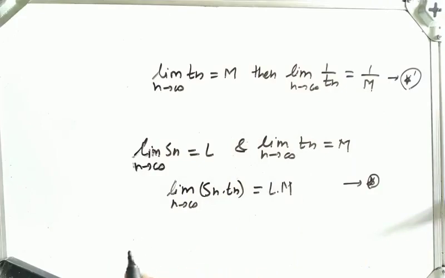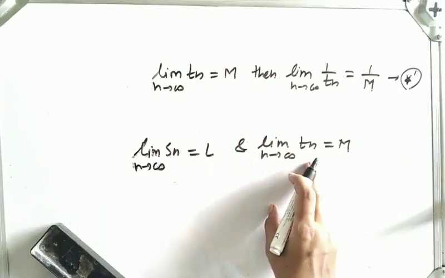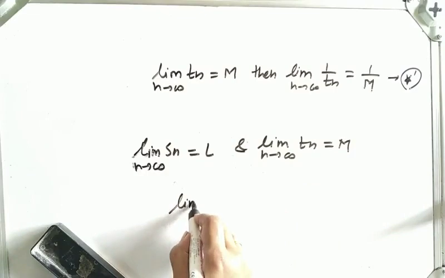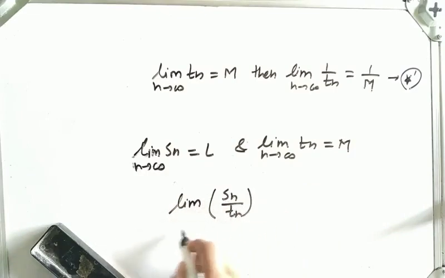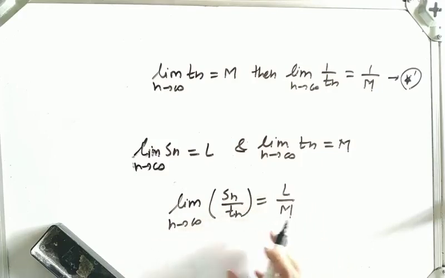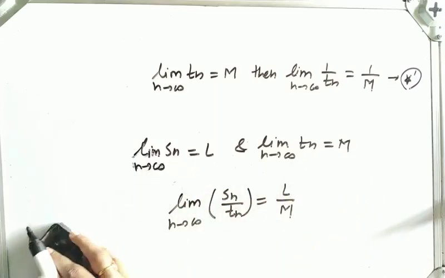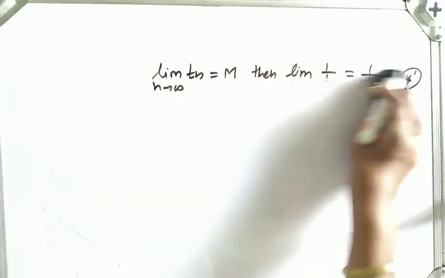Now we have to prove that if the limit of sequence Sn is L and the limit of sequence Tn is M, then the limit of Sn upon Tn as n tends to infinity is equal to L upon M. To prove this we will use star and star dash, because as the limit of Tn is M, the limit of 1 upon Tn will be 1 upon M, and we know that if Sn converges to L and Tn converges to M, then the product Sn Tn converges to L into M. So using these two theorems, we will prove this theorem.